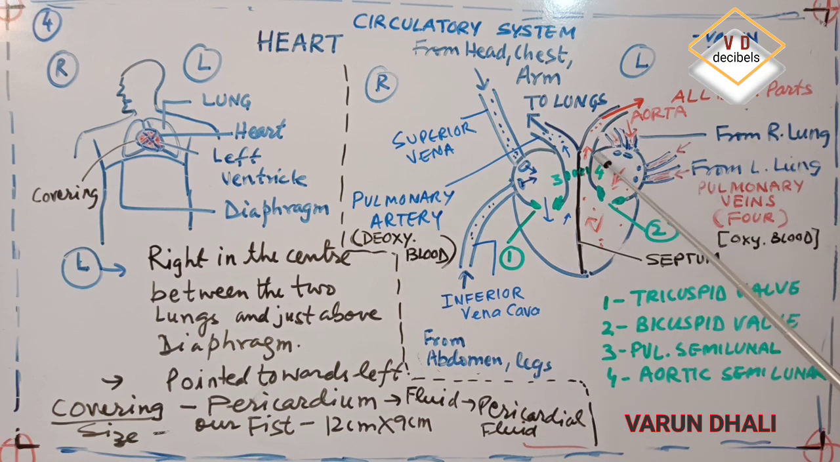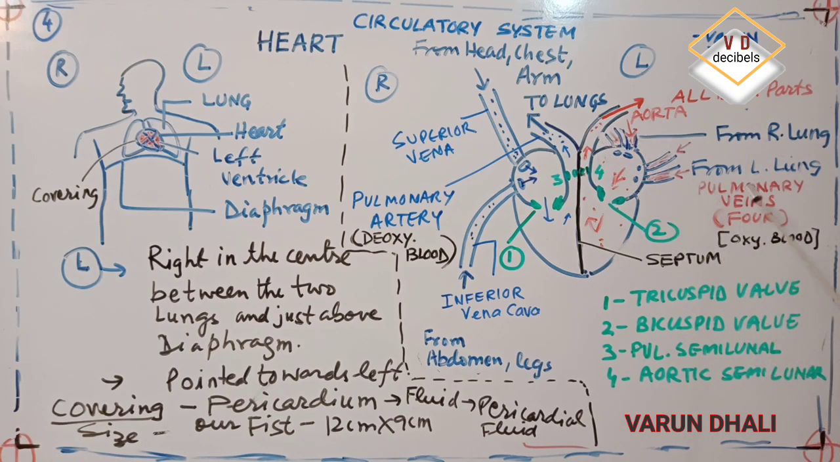And if we talk about the left auricle or left atrium, it receives blood from the lungs. We have 2 lungs, so please note this thing. This chamber, that is the left auricle, receives blood from the 4 pulmonary veins, 2 from each lung. Therefore, 1, 2, 3, 4.